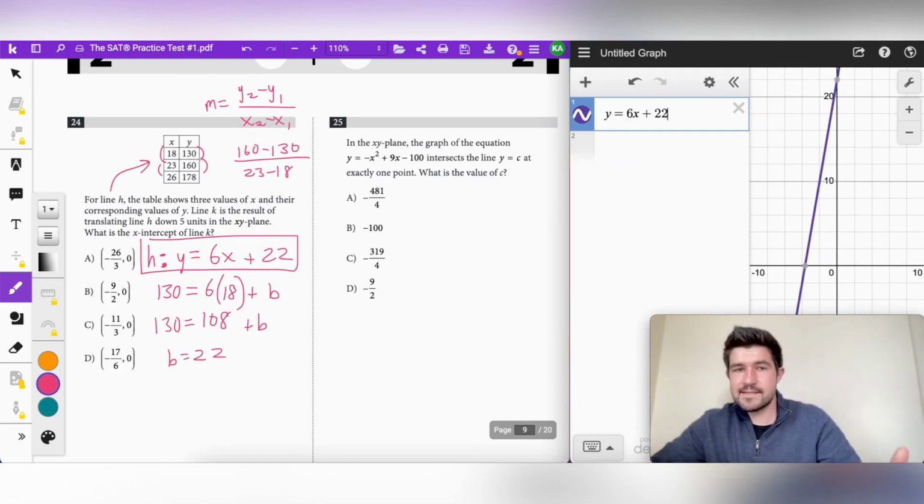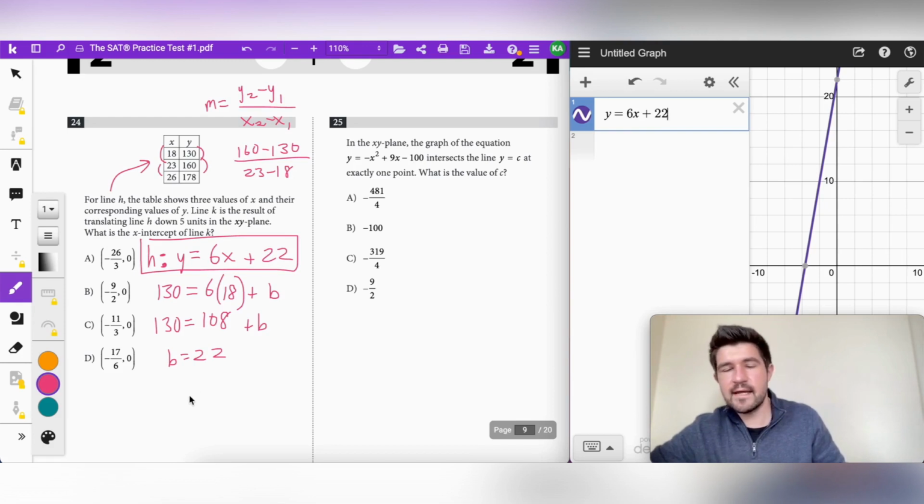Okay, that's the line H that they mentioned. Then they say that line K is found by translating, that means shifting line H down 5 units. Now, there's a lot of ways that you can do this, or at least a couple. But one of the ways that you can do it is you can take the y in the original equation, and if we're going to shift it down 5, then that means that we can change the y, right?